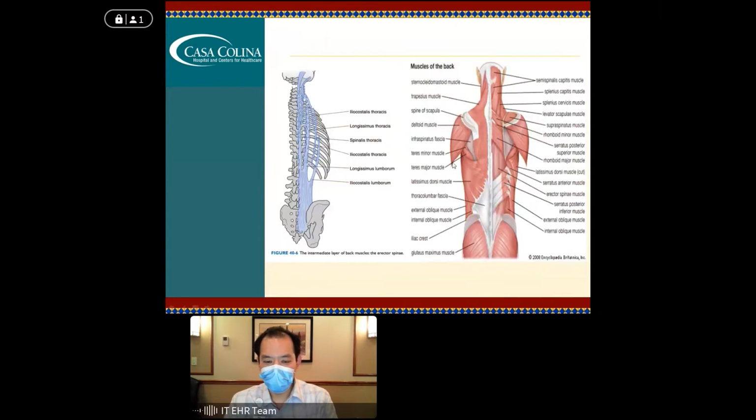And this is just a diagram of all the muscles. Certainly there's even more than this, but this just kind of shows you the complexity of the body.